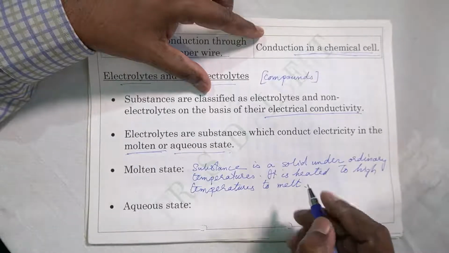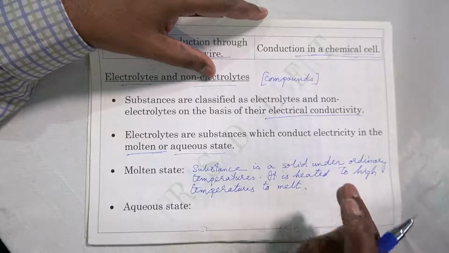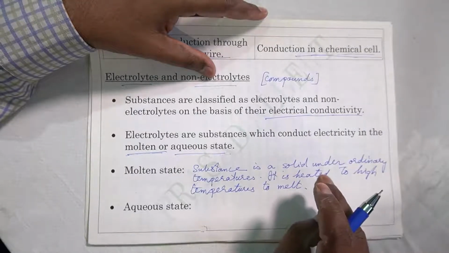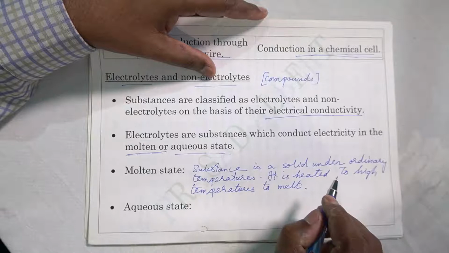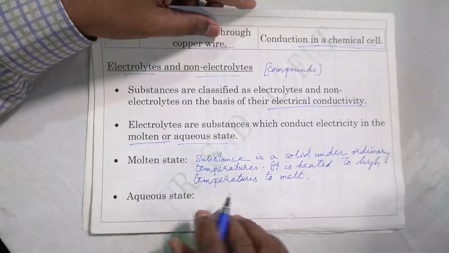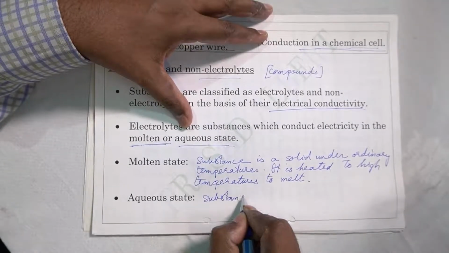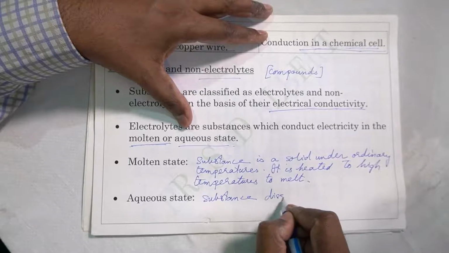Now when you are converting something to a liquid at high temperatures, it is clear that the substance at ordinary temperature is not a liquid, it is a solid. Then aqueous state is substance dissolved in water.